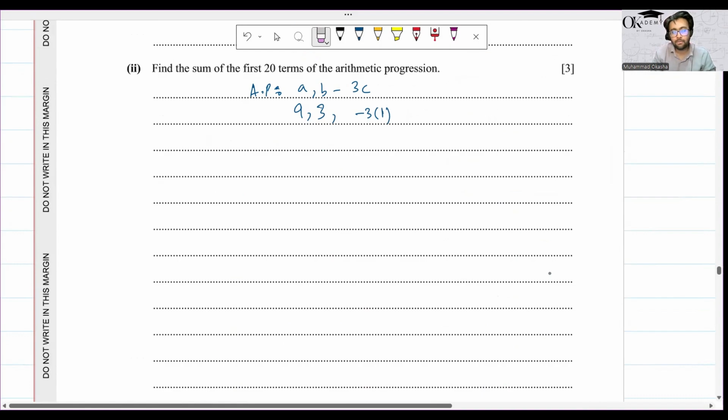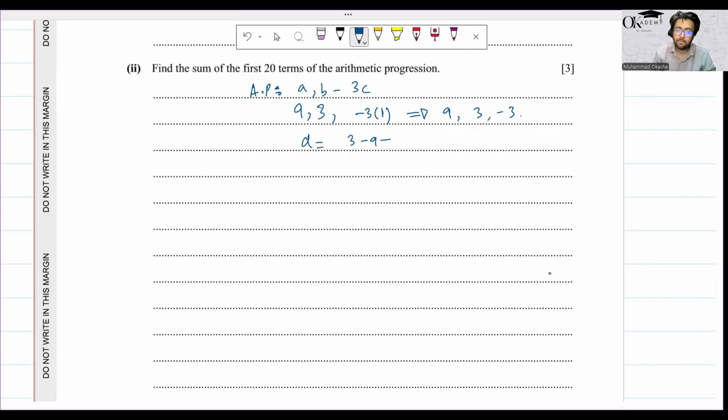So the AP now looks like this: 9, 3, negative 3. Let's work out the common difference, which is 3 minus 9 equals negative 6. That is our common difference. We need to find out the sum of the first 20 terms, so n is going to be 20. We have a formula for Sn.